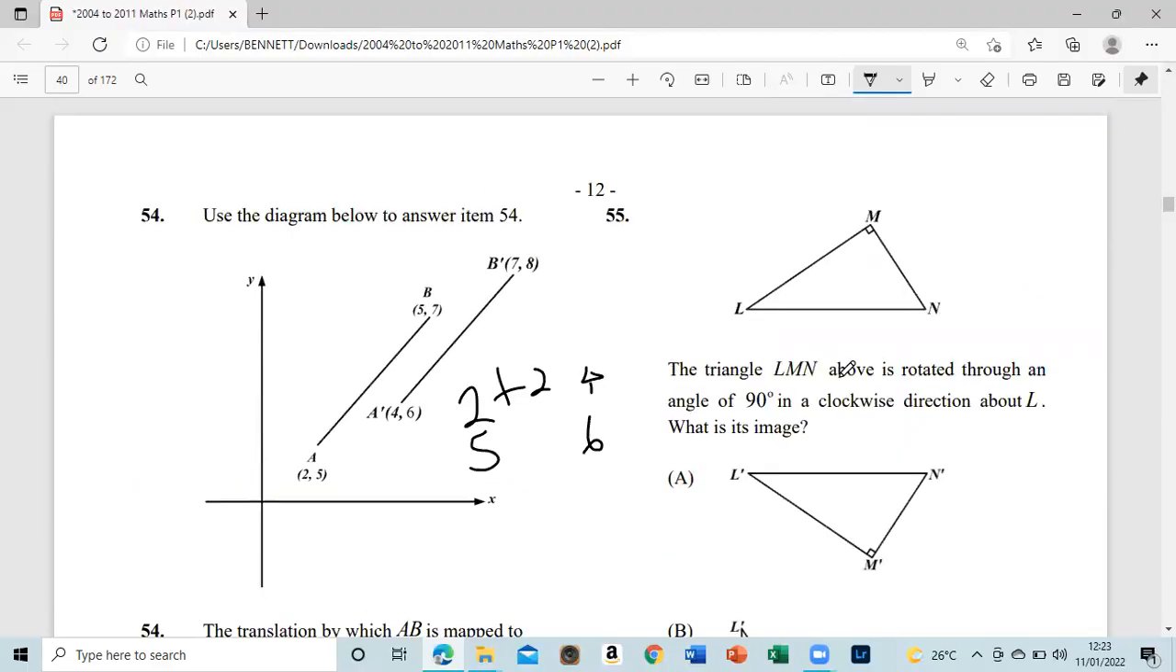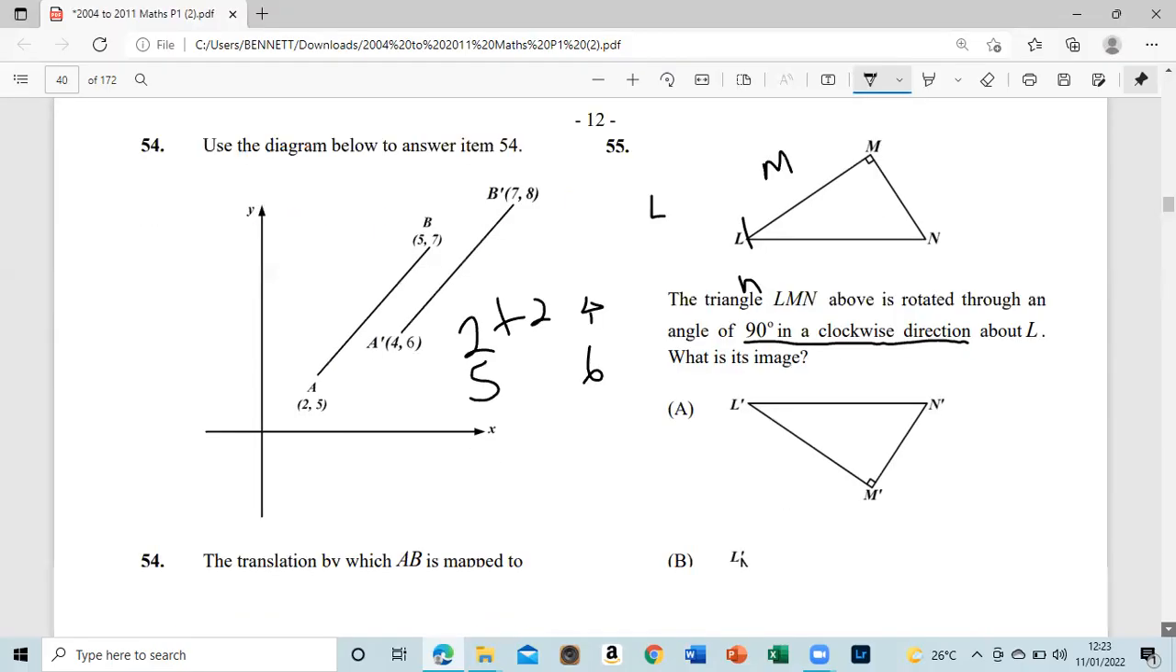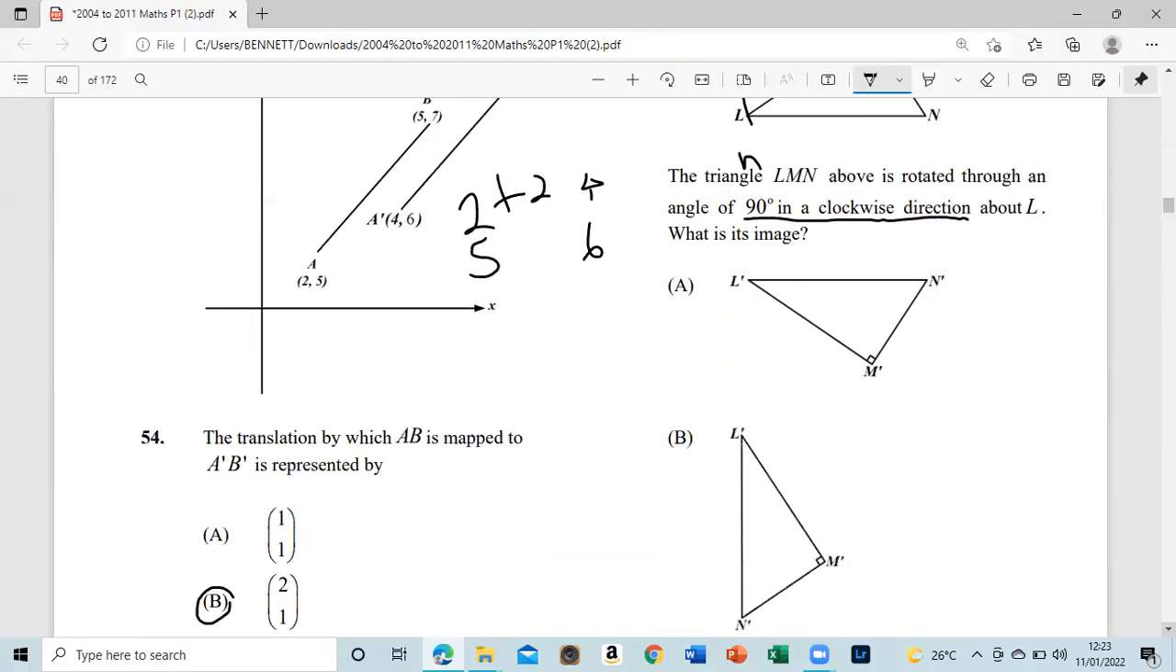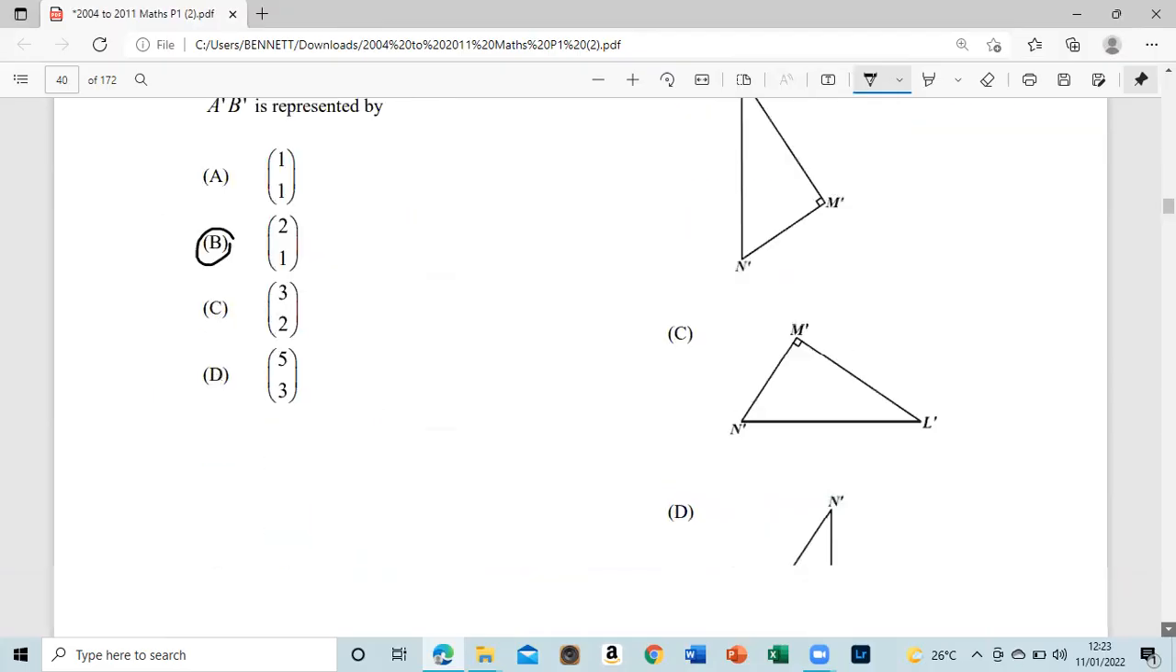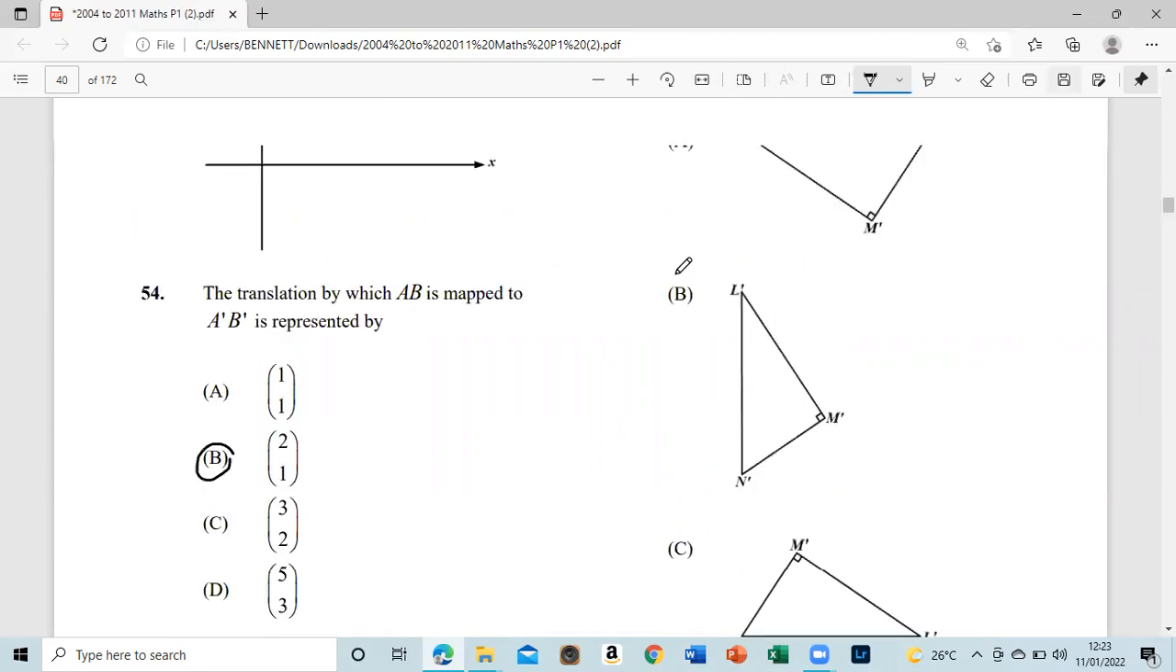The triangle LMN above is rotated through an angle of 90 degrees in a clockwise direction about L. So right there, I go 90 degrees. So L I come up there, so over here, N comes here, so M. So right there, take a look. L goes to this. So this would be B.